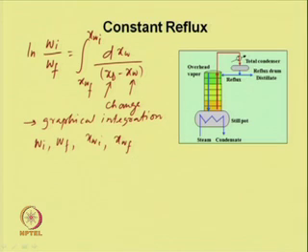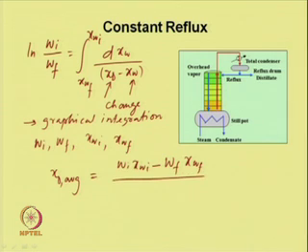Any 3 of these, if known to us, then we would be able to calculate the other, and the concentration of the distillate can be obtained from the following expression: x d average equals W I x w I minus W f x w f divided by W I minus W f.